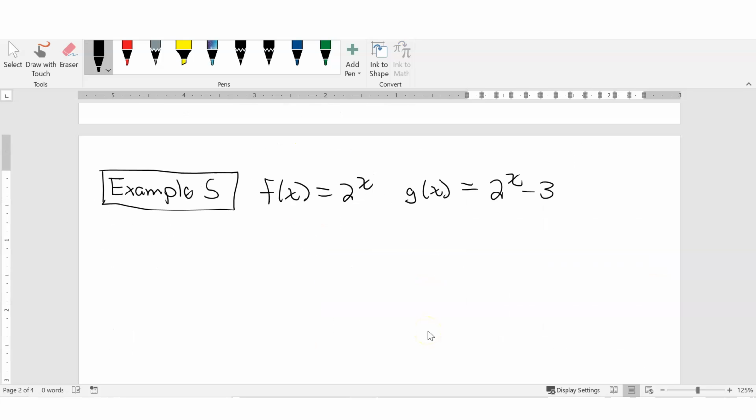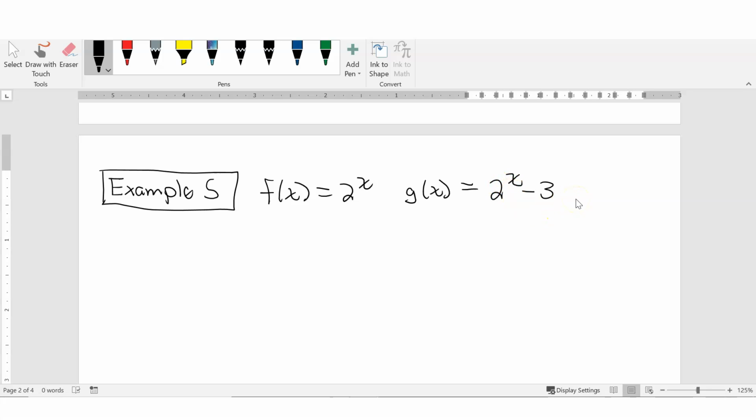Let's look at example 5 on page 469 of your textbook. Now they want us to use the graph of f of x equals 2 to the x power to graph g of x equals 2 to the x minus 3. Now notice this minus 3 is outside the argument of the function. It's not up here with the exponent of x. So that's how we know it's a vertical shift.